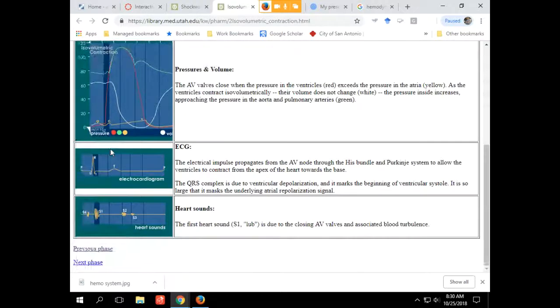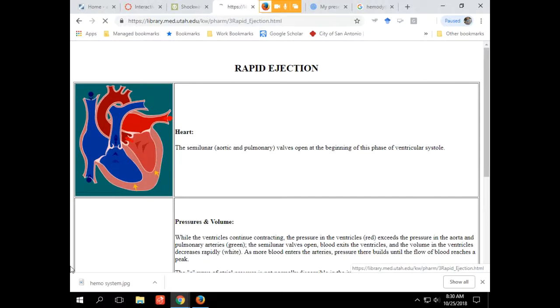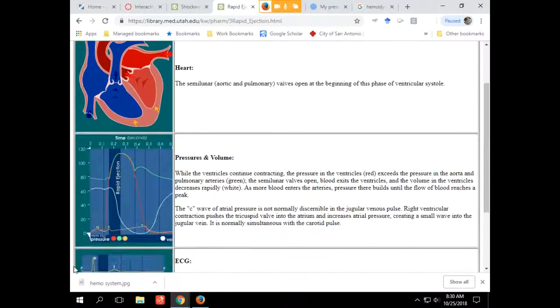And since this is already a normal occurrence, this is where we get our S1, right? They call it the lub dub. So that's what that's associated with right there. All right. Next phase.